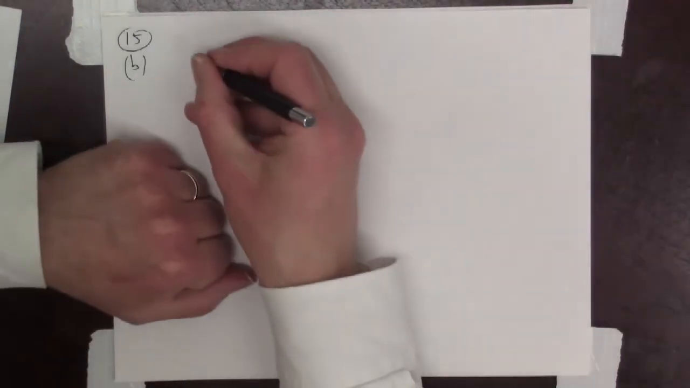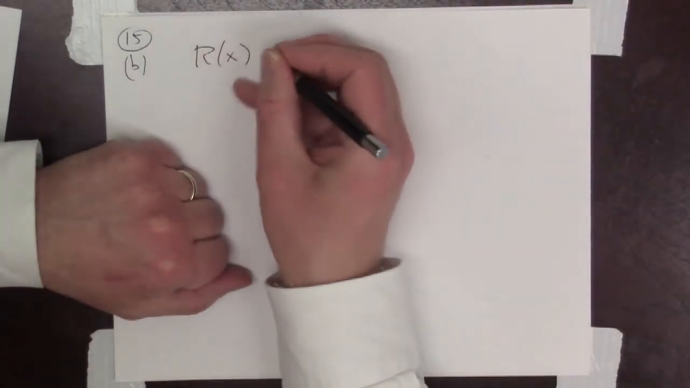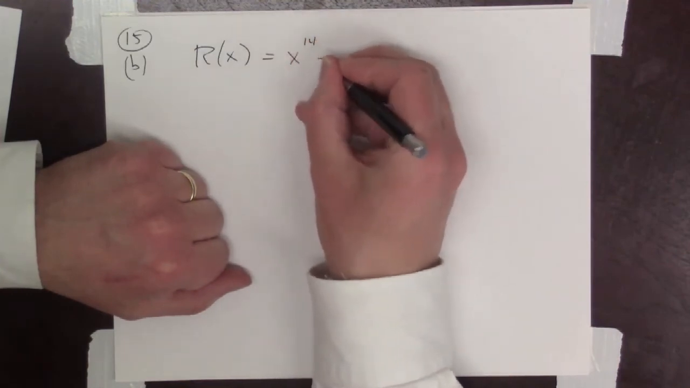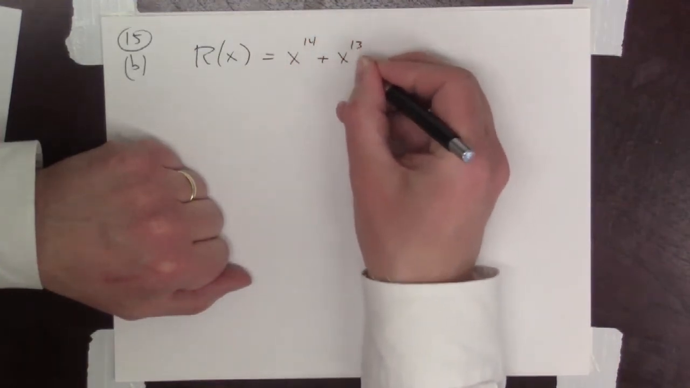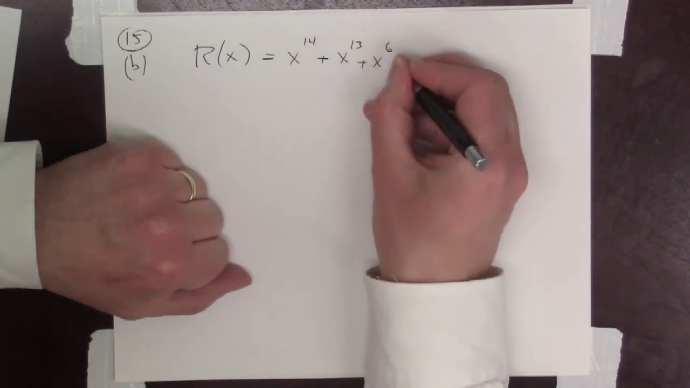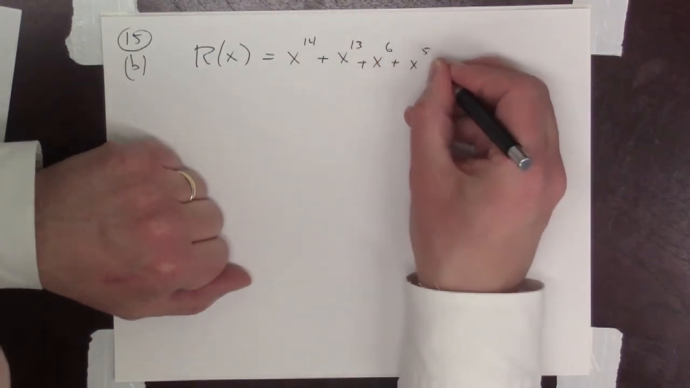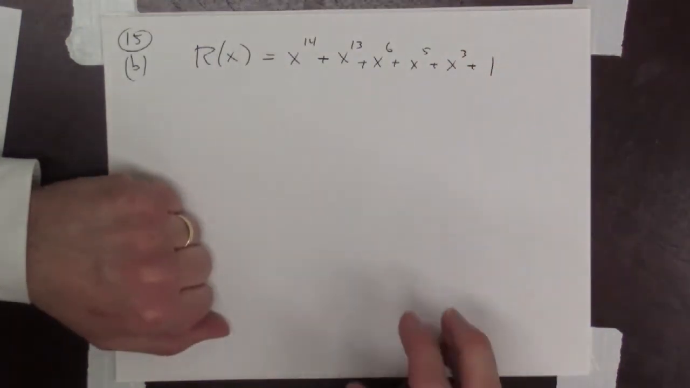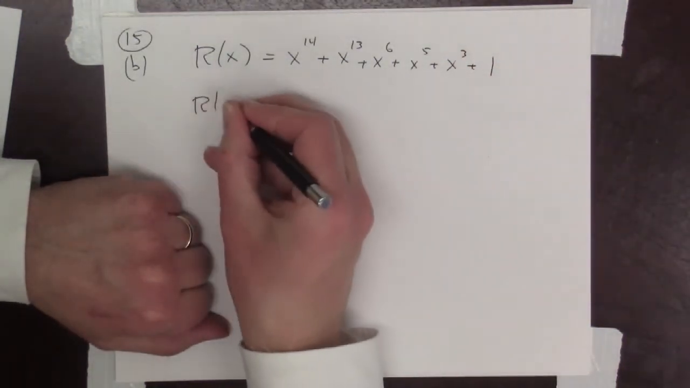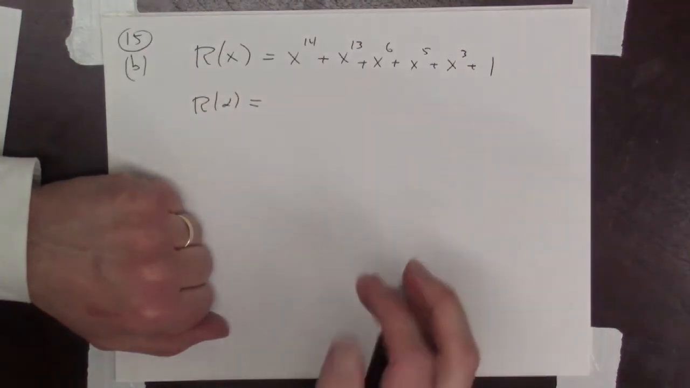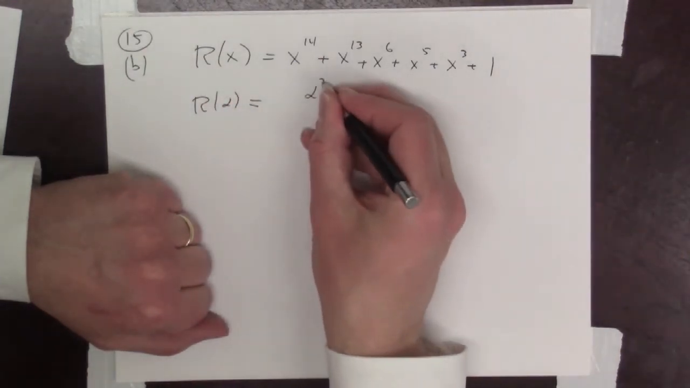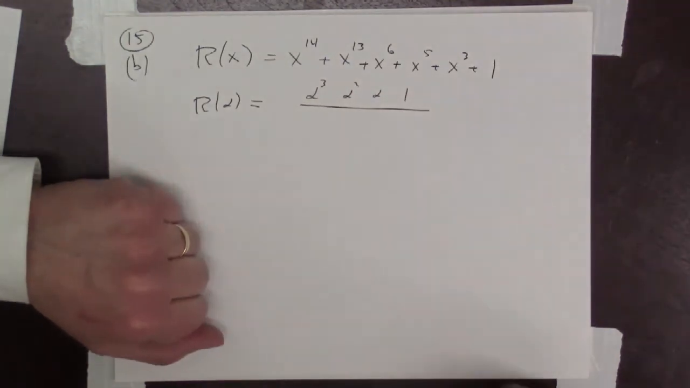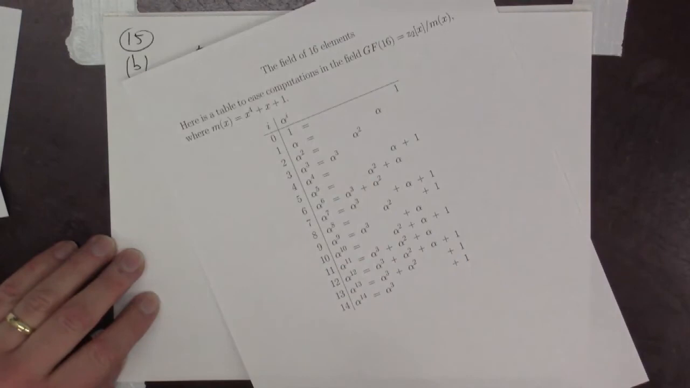Now we receive x to the 14 plus x to the 13 plus x to the 6 plus x to the 5 plus x cubed plus 1. The first thing you have to do is calculate r of alpha. Okay, so I'm going to make this little addition table to keep track of the coefficients. Okay, using the magic table.